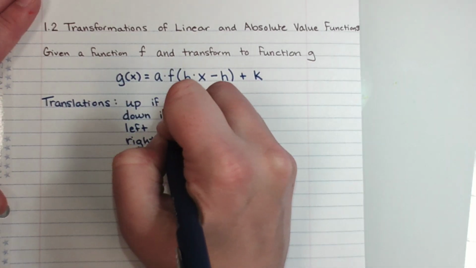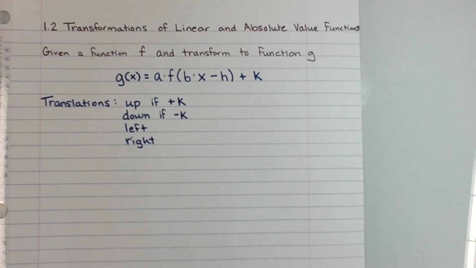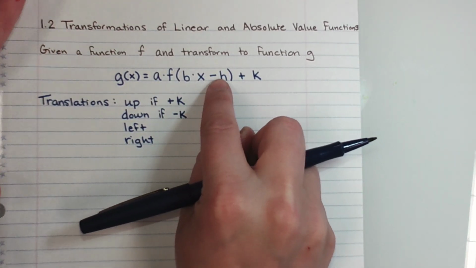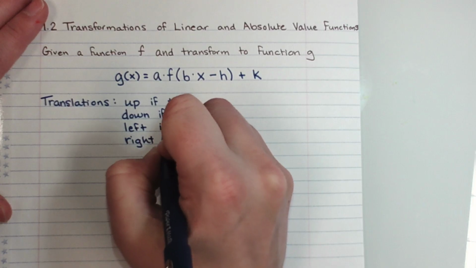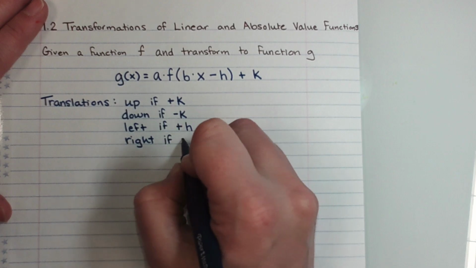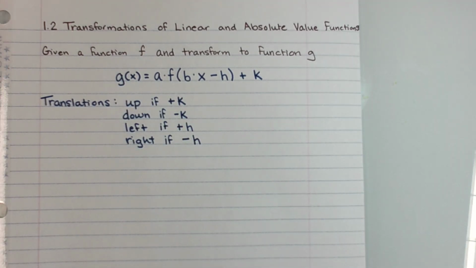Down was subtracting outside the function. So if you're subtracting some k value. Was left adding or subtracting? Left was adding. It's the one that's opposite of what you think it should be. And we did that directly to the x, so we did that inside the function. That's where the h comes into play. You're going to be moving left if you're adding an h value, and you will move right if you are subtracting an h value. Really, this is the same stuff I told you yesterday. The only difference is I'm putting it in variable format.